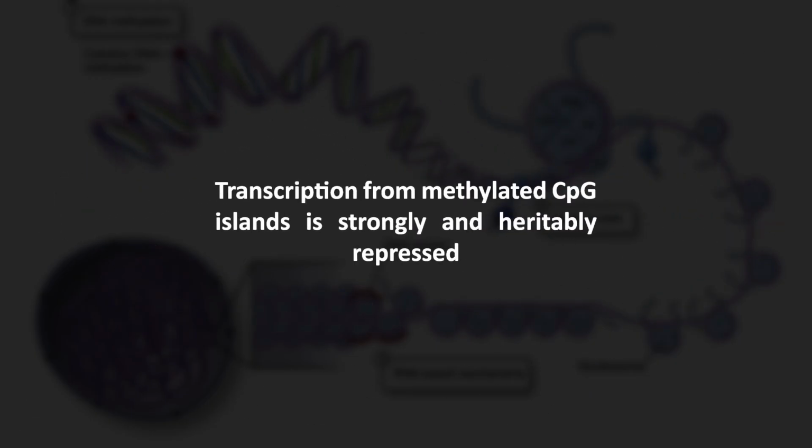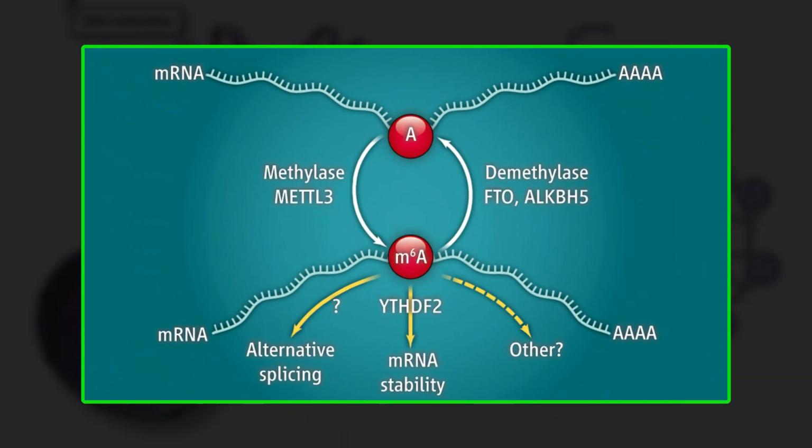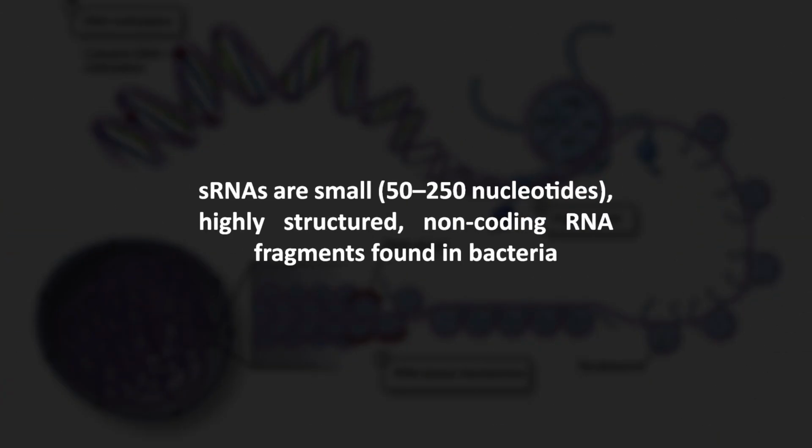Transcription from methylated CpG islands is strongly and hereditably repressed. Other miRNAs are epigenetically regulated by either histone modifications or by combined DNA methylation and histone modification. It has been demonstrated that the methylation of mRNA plays a critical role in human energy homeostasis. The obesity-associated FTO gene is shown to be able to demethylate N6-methyladenosine in RNA.